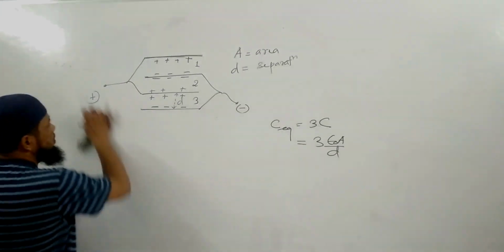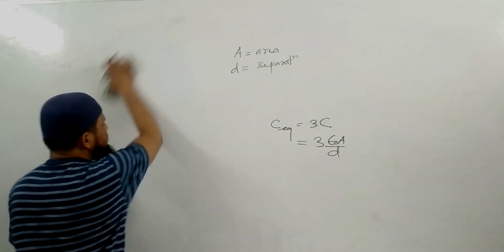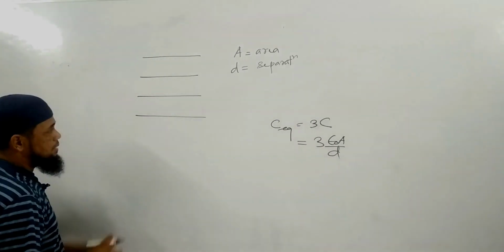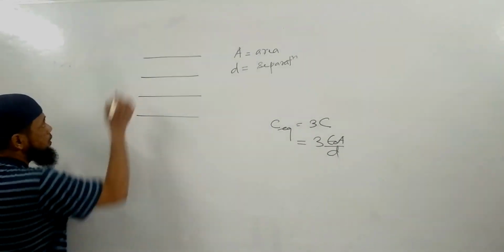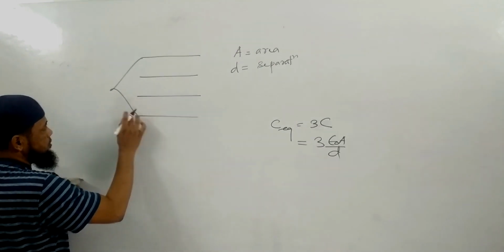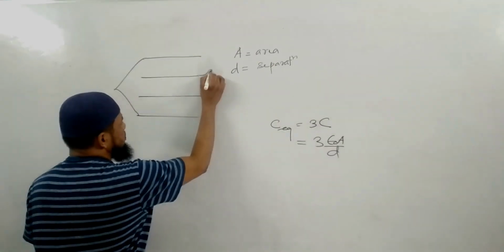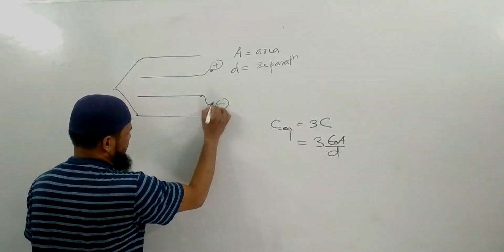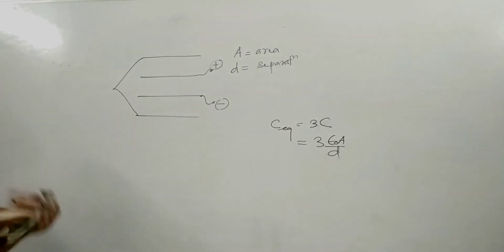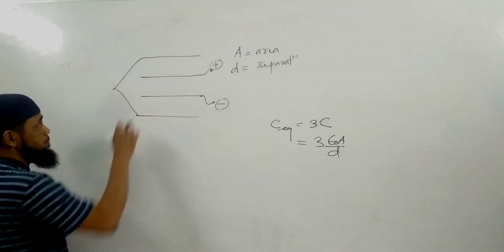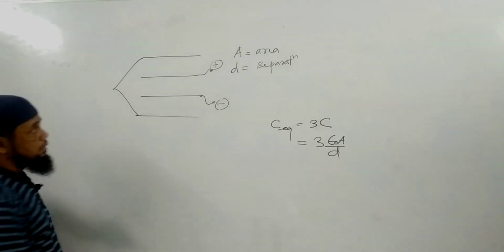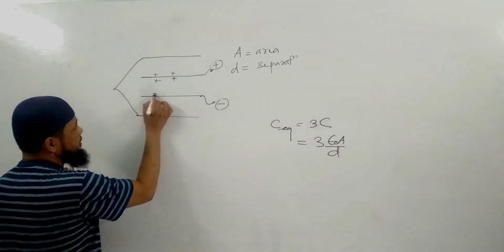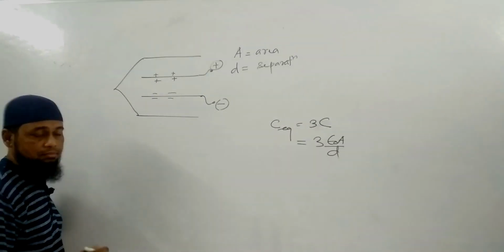Let me consider the same 4 plates, 1, 2, 3, 4. But let me change the connection. Let me call this is 1 and 4, let me join. Plate 2, let me connect it to the positive terminal. Plate 3, let me connect it to a negative terminal. What will happen to the capacitance in this particular situation? This is a positive plate, we expect something positive here. This is a negative plate, we expect something negative here directly.